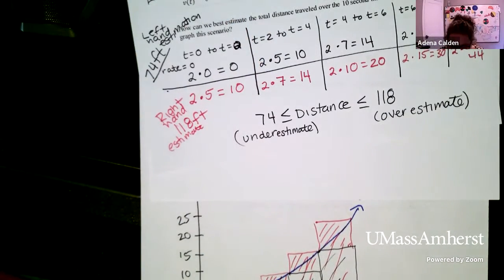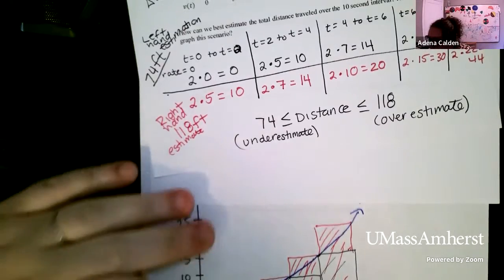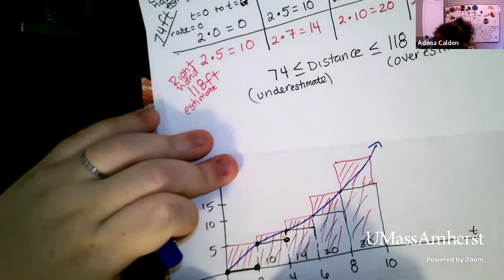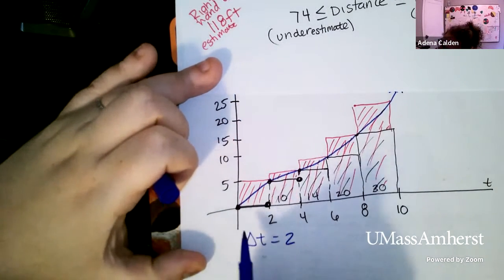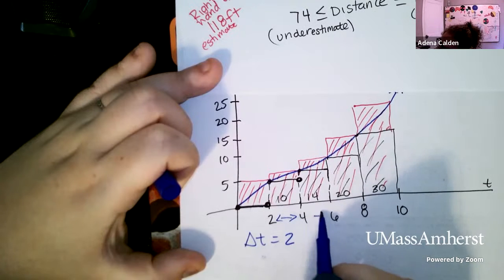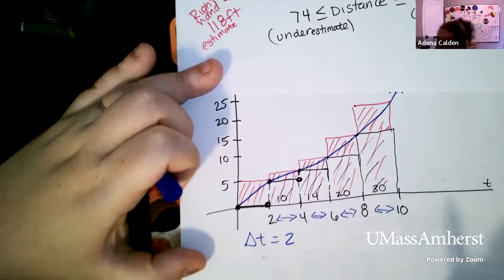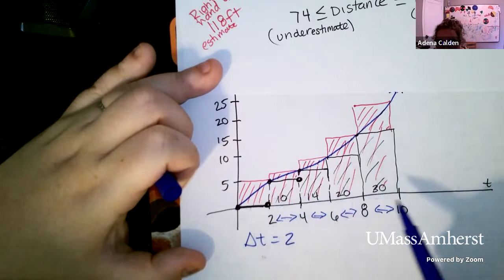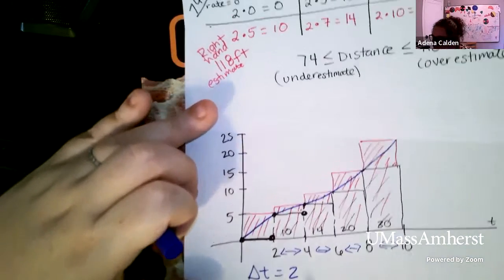Now, as I mentioned before, there's delta t, which was 2. And delta t, if we're counting by 2s, is the width of every single rectangle we draw. When I talked about being consistent in math, this is part of it. Every single width has to be the same. So our delta t here equals 2.